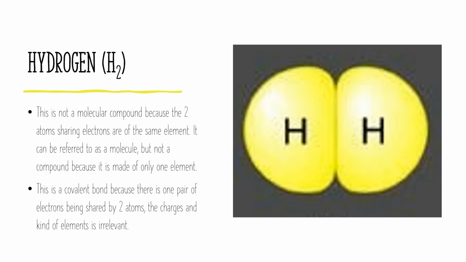Hydrogen. This is not a molecular compound because the two atoms sharing electrons are of the same element. It can be referred to as a molecule, but not a compound because it is only made of one element. This is a covalent bond because there is one pair of electrons being shared by two atoms. The charge and kind of element is irrelevant.